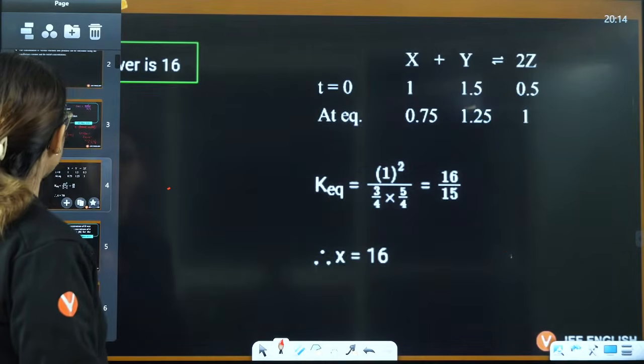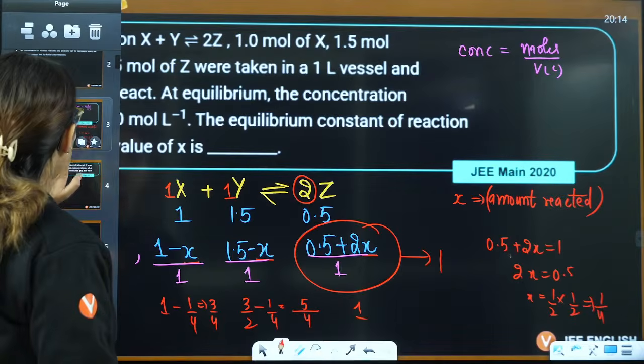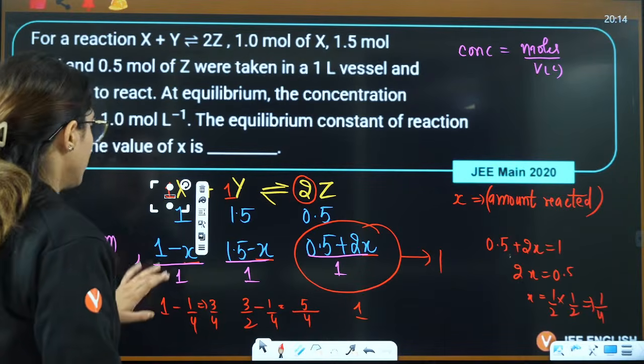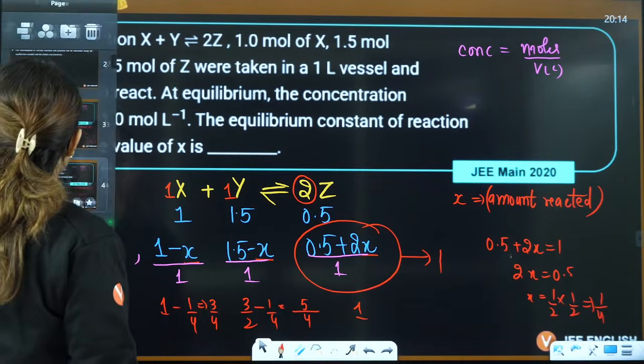Now, because we don't have a page here, let me just wait a minute.